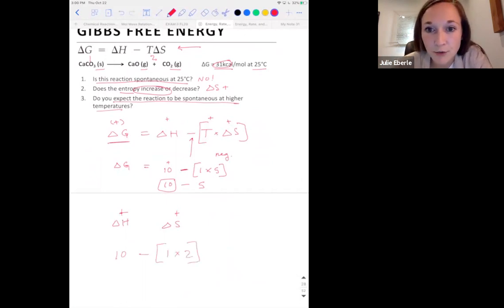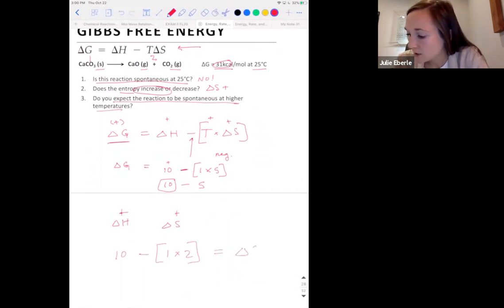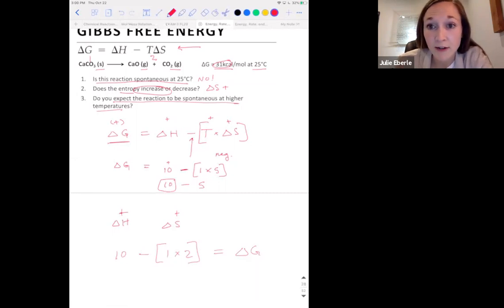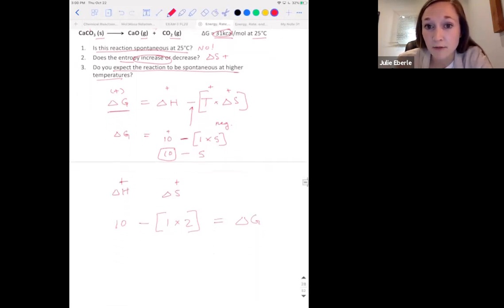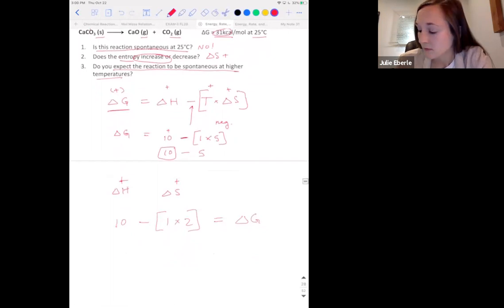Simple whole number integers. What's our delta G here? What would be your delta G in this case? We're playing a scenario where delta H and delta S are both positive. Okay, thank you, Brendan. 8, positive 8.